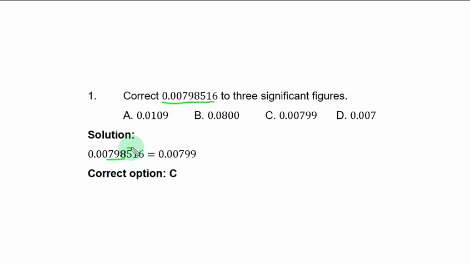Because you have 5 there, you round it up by 1. If you add 1 to 8, it becomes 9. So for 3SF, you have 0.00799. C is the correct option.